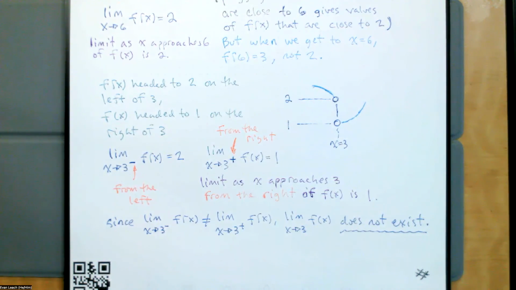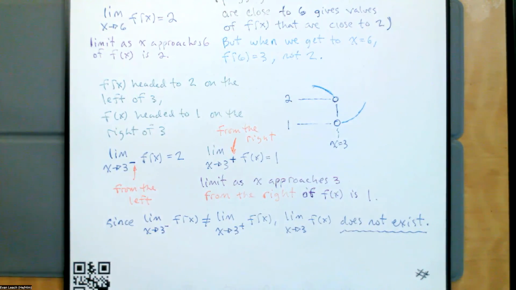Good question. This is just reading this notation. Limit as x approaches 6 of f of x is 2. Intuitively, that means we look at the graph or we plug in some values and we see that the values of the function are headed towards 2. What actually happens at 6 is 100% irrelevant when we're talking about limits. We only care about what happens near 6.